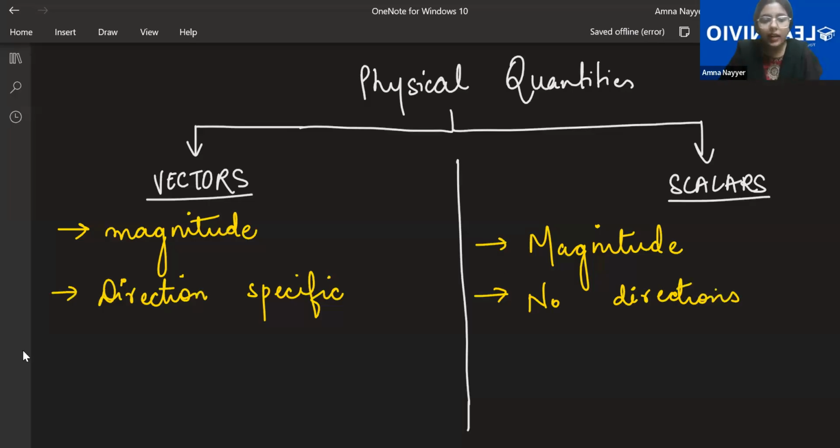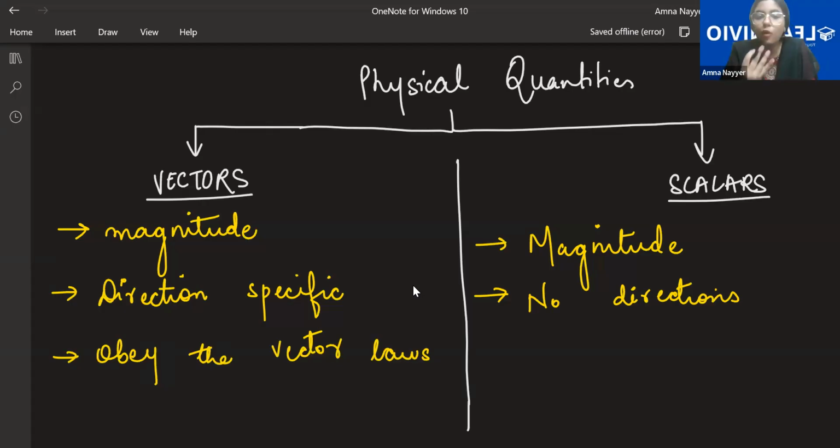Then one more difference is there. Vectors obey the vector laws. These are certain laws we'll study. Parallelogram law is there, triangle law is there, polygon law is there. These laws we'll be studying slowly, not in today's class. Those vector laws are needed to solve vectors.